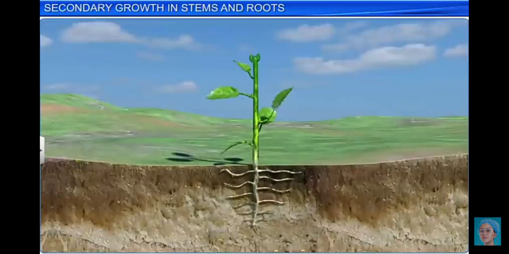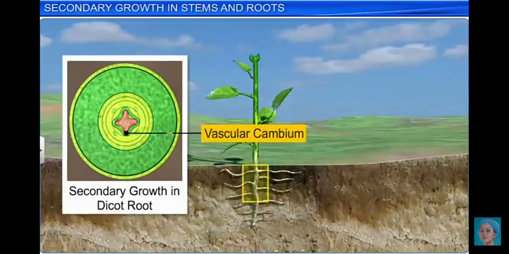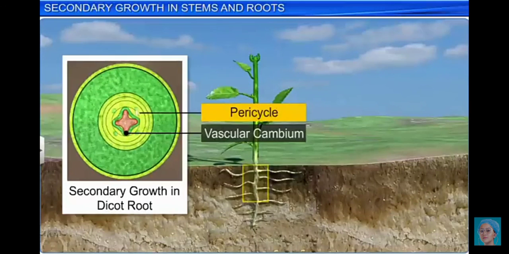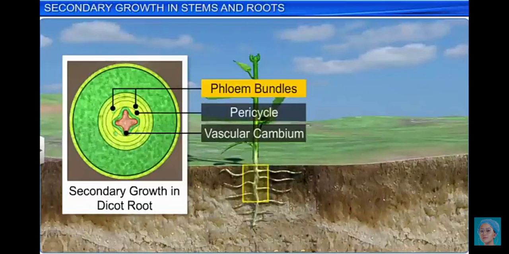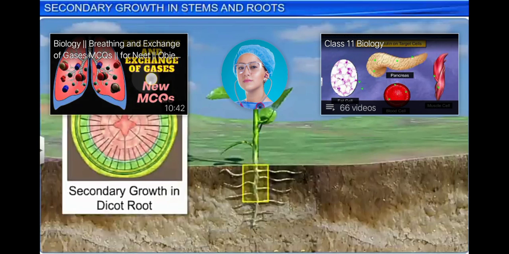Secondary growth in a dicot root is similar to that of a dicot stem. The vascular cambium develops from the pericycle tissue located just below the phloem bundles. Initially, the cambial ring is continuous and wavy, which later grows and becomes circular.